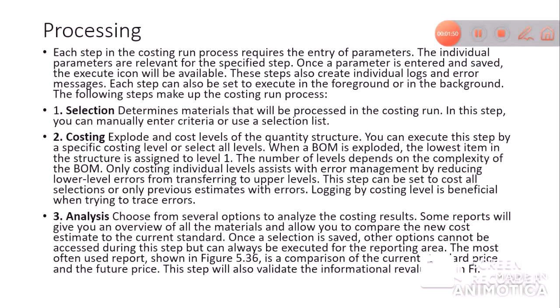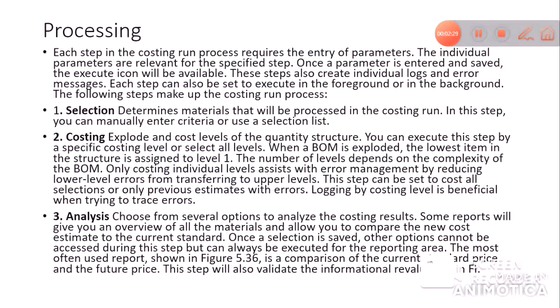Processing in each step in the costing run process requires the entry of parameters. The individual parameters are relevant for the specified step. Once a parameter is entered and saved, the execute icon will be available. These steps also create individual logs and error messages. Each step can also be set to execute in the foreground or in the background.